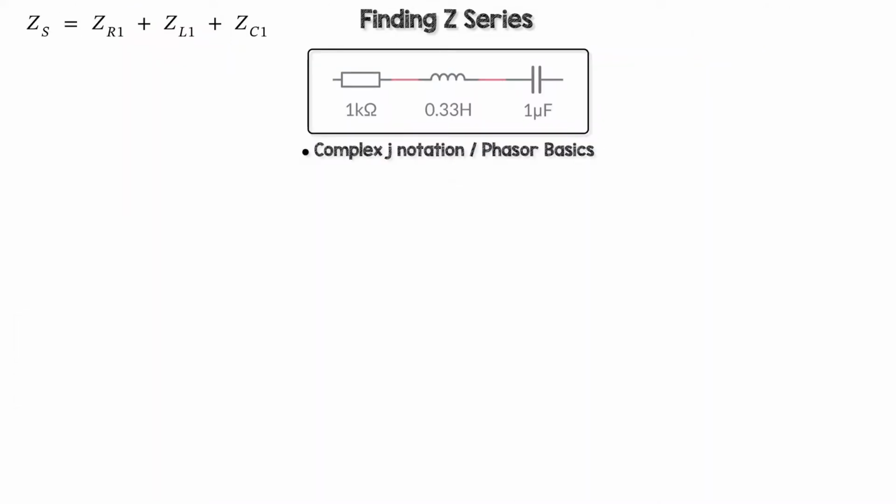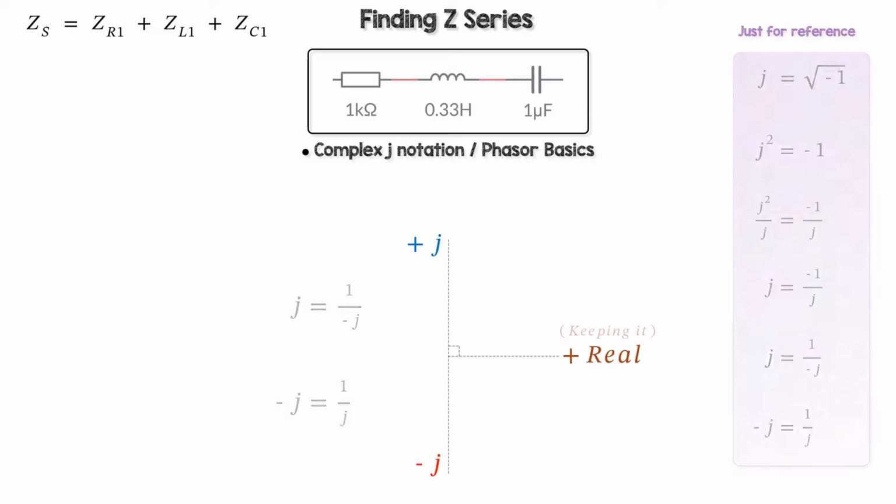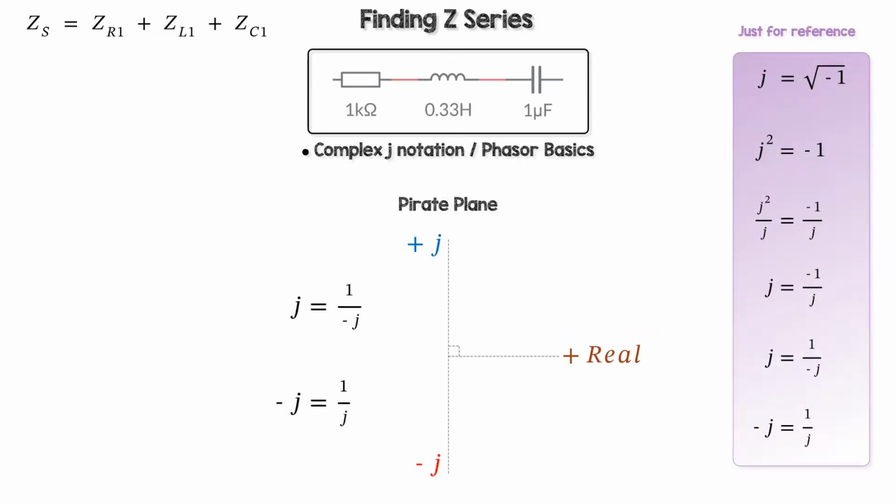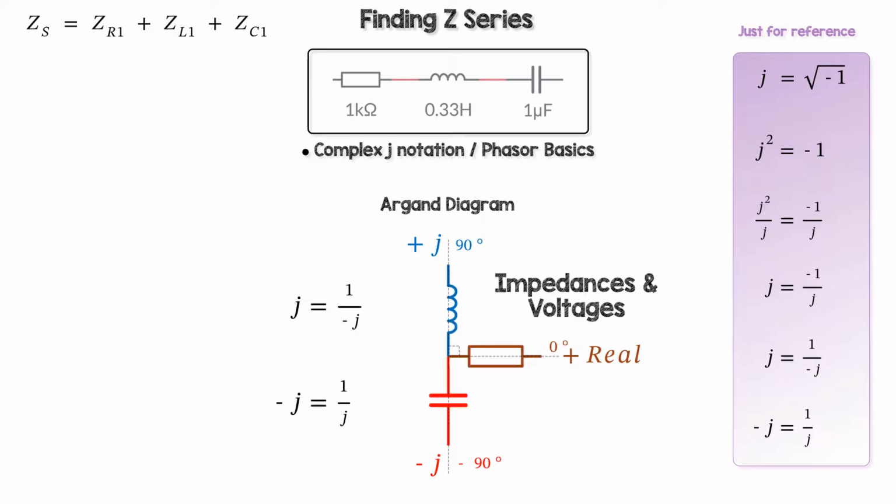So finding Z series. We'll have a quick look at complex number notation and the angles in between impedances and voltages, or the phases. We visualize our impedances and voltages on the complex plane, but J represents a phase lead of 90 degrees and minus J just means a phase lag of 90 degrees compared to the reference vector. And this shows where inductors, capacitors and resistors live on the complex plane and in phasor diagrams.